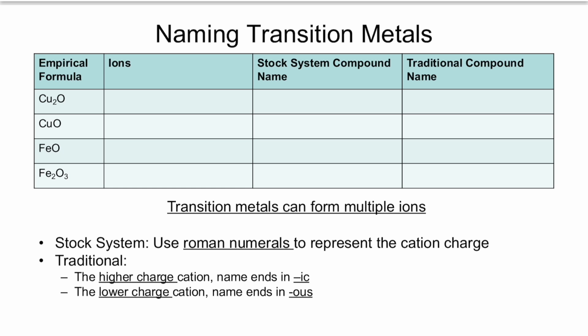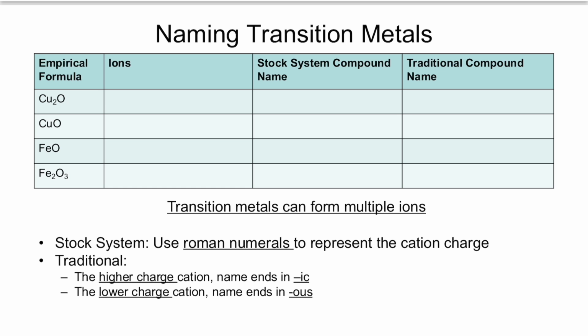There's two ways to go about this. There's the stock system, which we see most commonly, where we use Roman numerals to represent the charge of the cation. So if it were nickel +1, we would make it nickel Roman numeral 1. The other way to do it is with the traditional naming system, where we take the Latin name for the element and we give the higher charged cation the ending to its name of IC, and the lower charged cation we give the ending OUS. So the stock system is the most common way that we do it, so that's the one that we're going to start with.